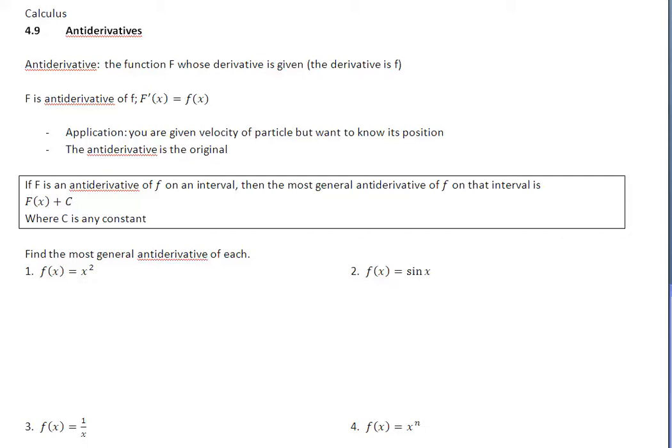The application of this, which we've already done, is where we've really seen antiderivatives: you're given velocity and you want to find position. That's an antiderivative because you went backwards. The antiderivative is really the original. If capital F is an antiderivative of little f, then the most general antiderivative on that interval is capital F plus c. I'll talk about what that means. So let's come down and do a couple problems.